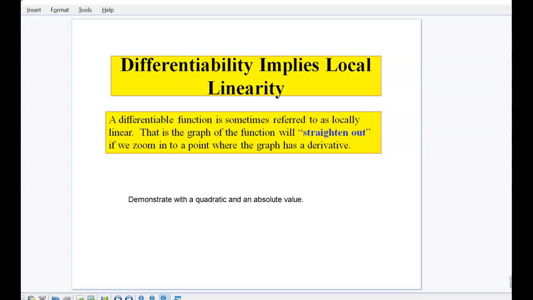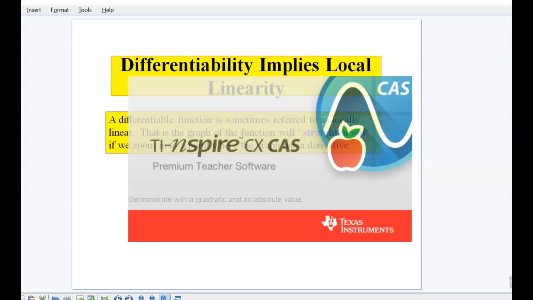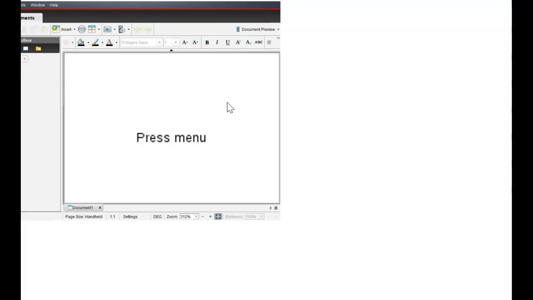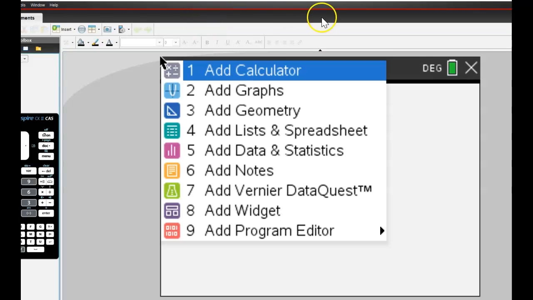I have to load up my graphing calculator here. Just give me a second. The calculator that we're using in this class is the TI-Nspire.